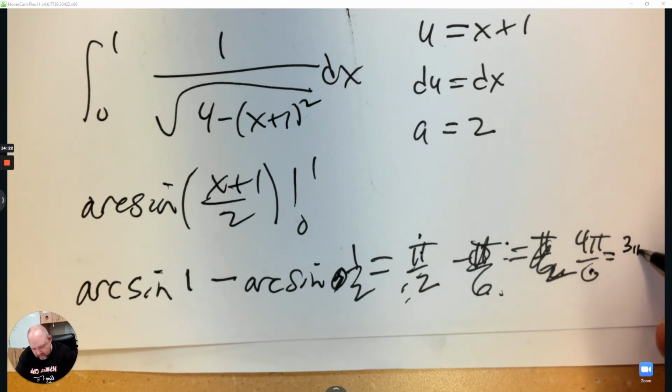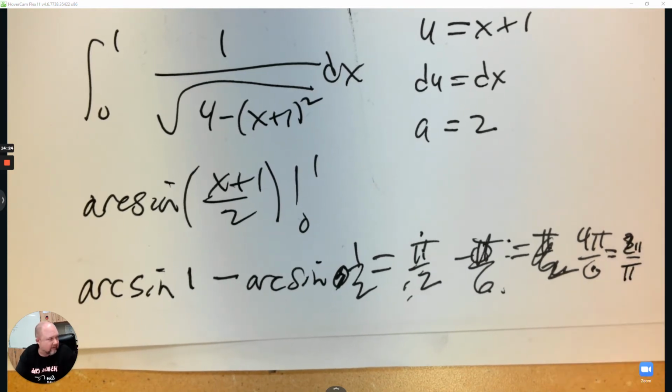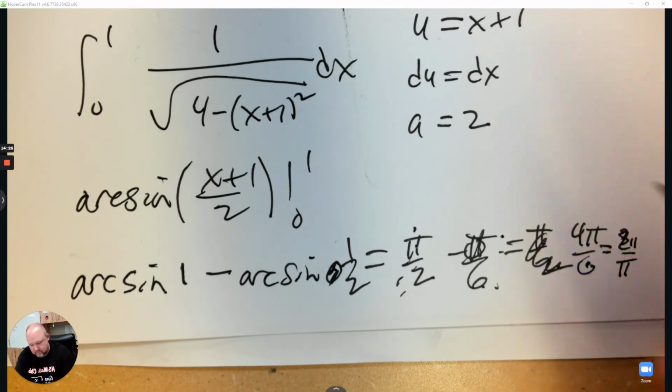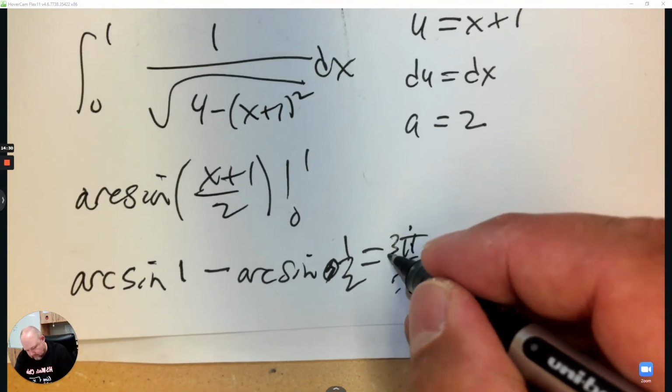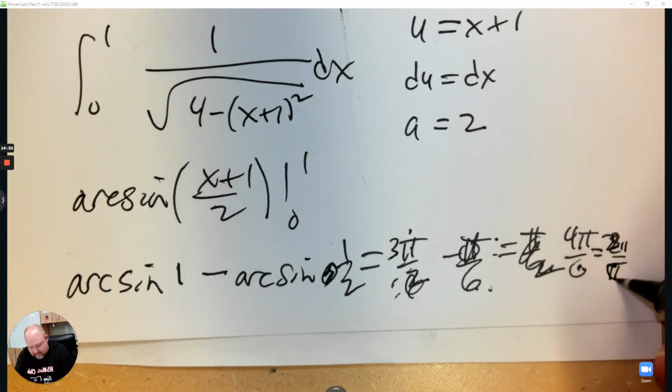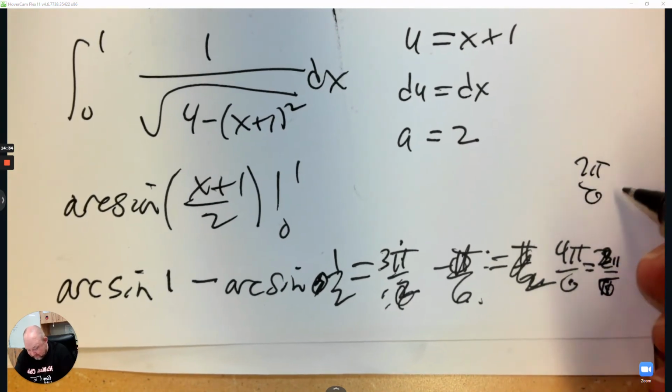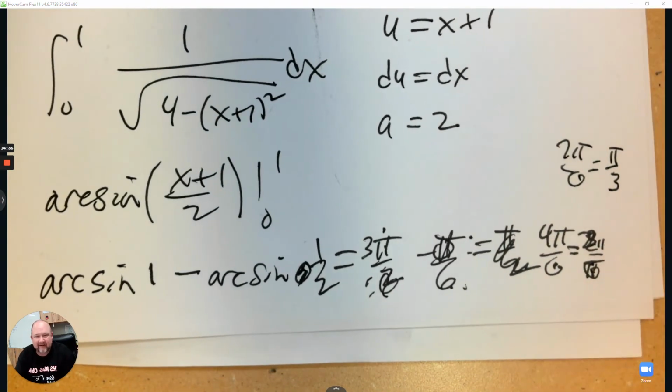Which is 2 pi over 3, and it's done. It's 2 pi over 6. I can't combine. It's 2 pi over 6, which is pi over 3. All right, I'm going to get there.